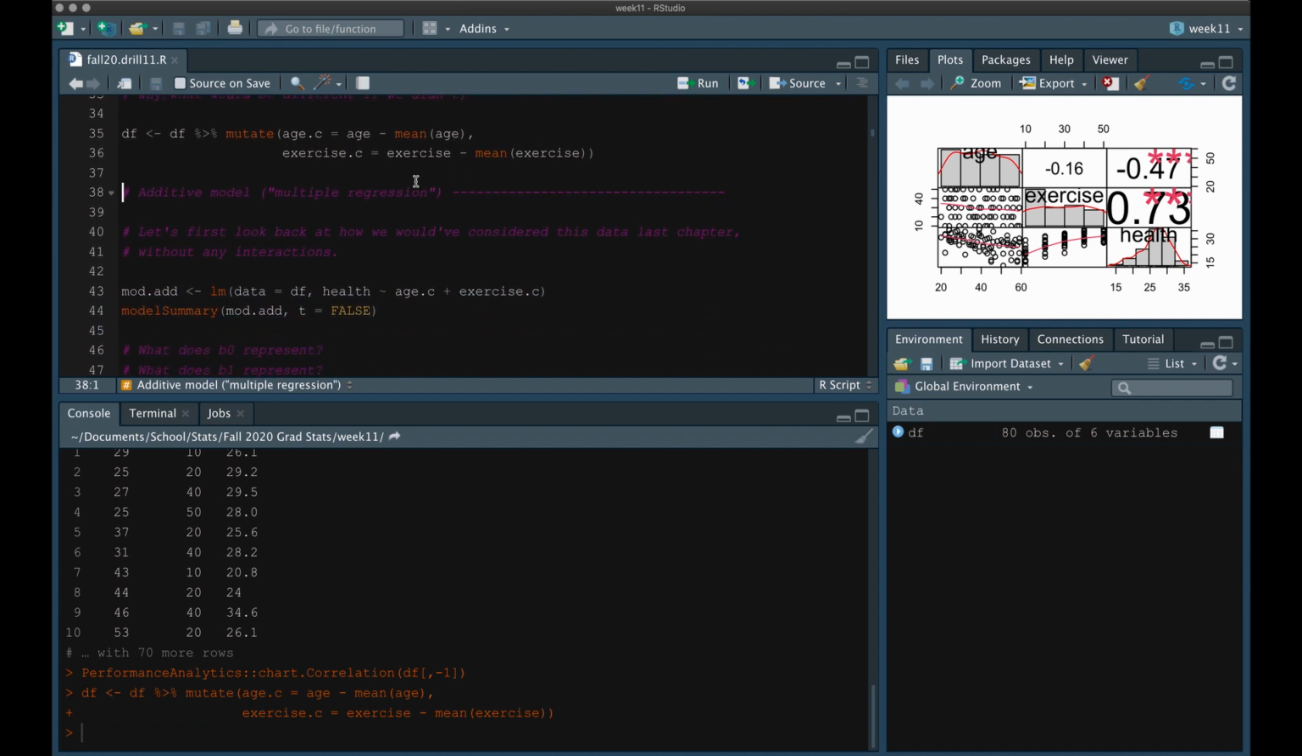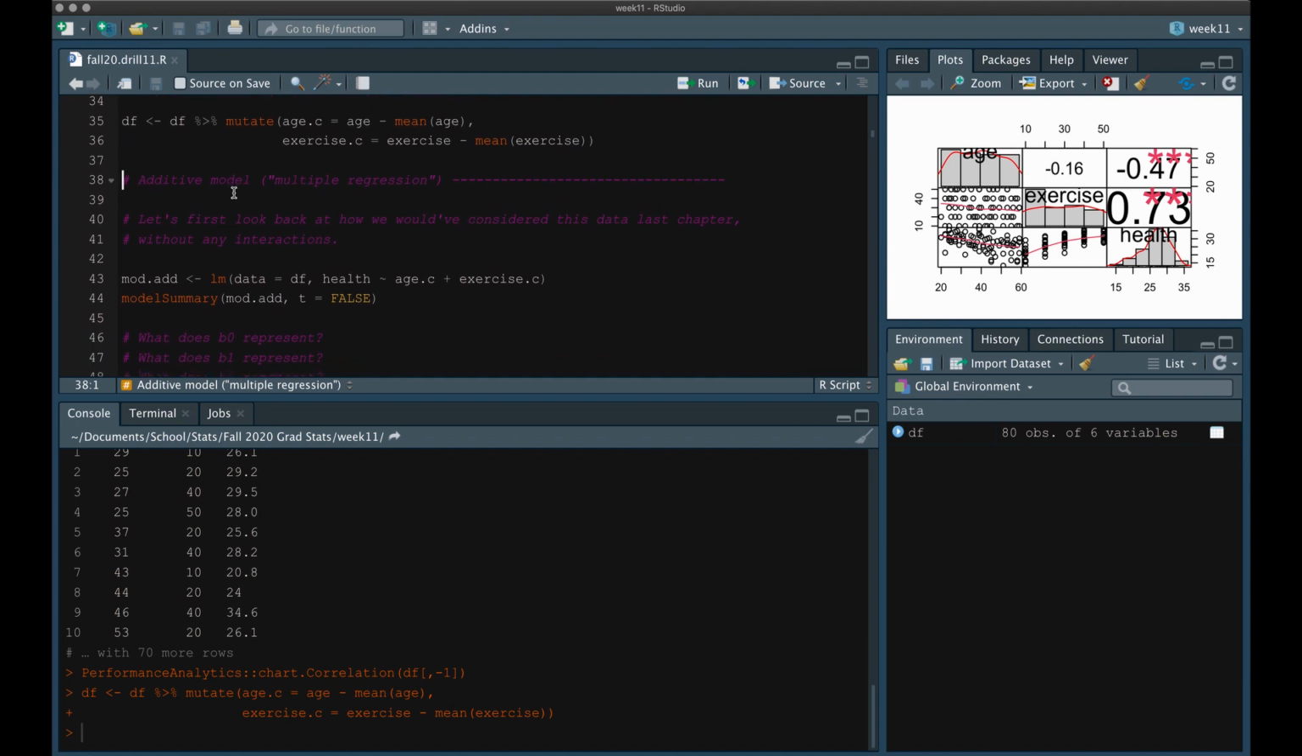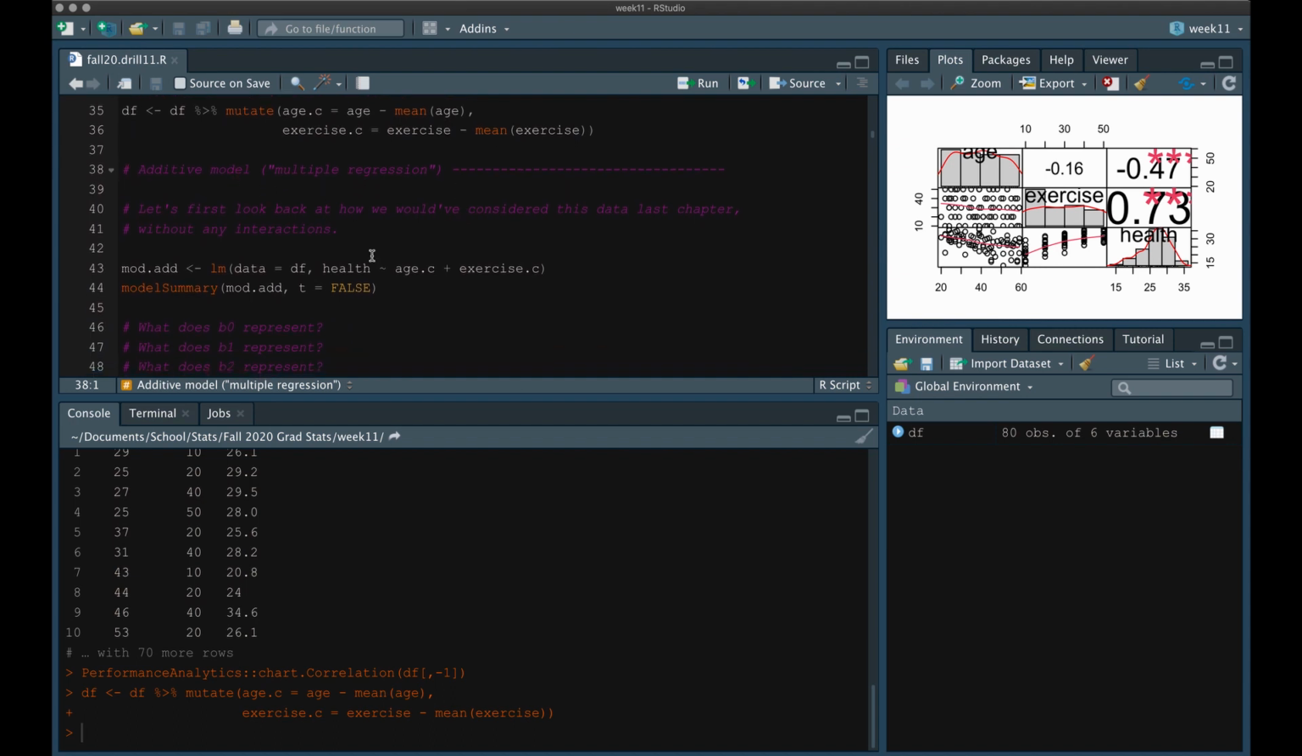Let's start with just an additive model, that typical standard multiple regression like we did before the break. And so we want to see what is the effect of age and exercise on health. So we regress health on age centered and exercise centered. Bill talked a little bit about getting the terminology here right, and remembering that it's the outcome regressed on the predictors and not the other way around.